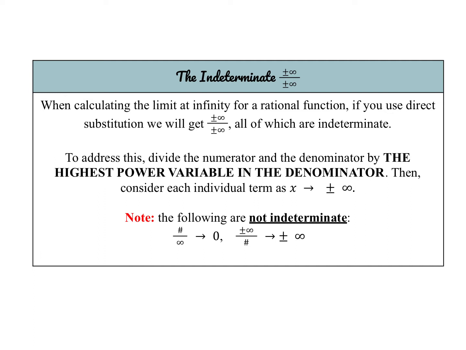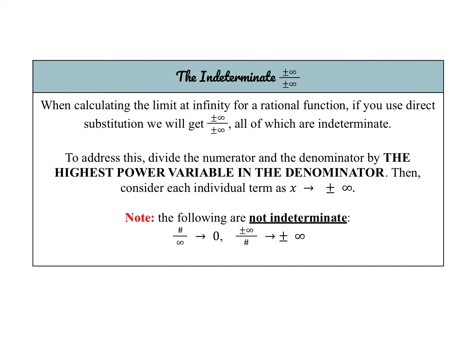So now we're going to learn how to evaluate these limits at infinity when we have different indeterminate scenarios. If we are using direct substitution with a rational function to evaluate a limit, we are going to end up with some form of infinity over infinity, which is an indeterminate. So we need to know how to address this indeterminate.